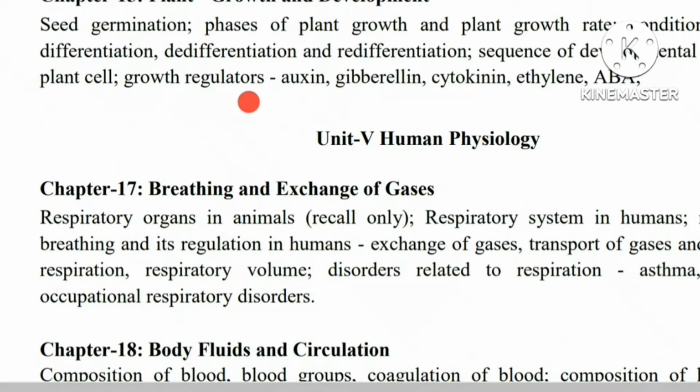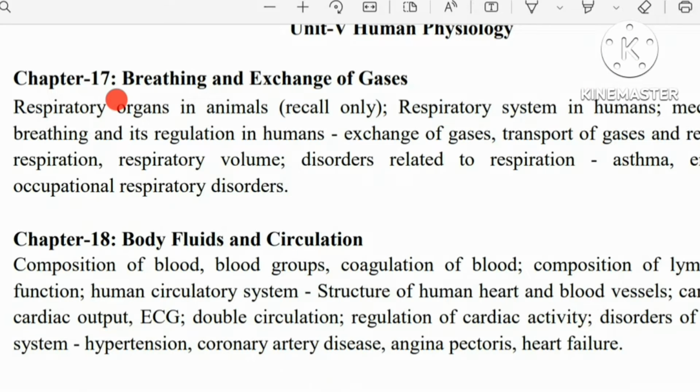So there are plant growth regulators also, like hormones. Then comes unit 5, that is human physiology, which includes chapter 17, that is about breathing and exchange of gases and about the respiratory system in humans, the respiratory disorders in humans. Then chapter 18 is about body fluids and circulation, then heart, blood vessels, blood, then the problems, the disorders of circulatory system.